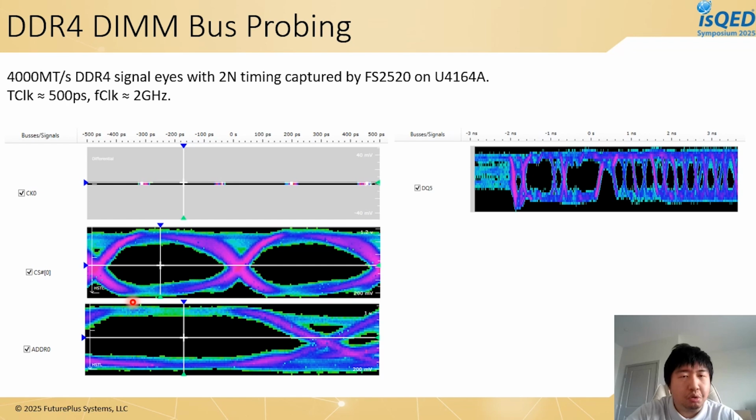This is running 2N timing mode because 4,000 again is quite fast for DDR4, but we just want to prove the FS2520 and the U4164A are capable of handling 4 gigabits of data rate. On the right here, the DQ bus, you can see it is running the full 4,000 mega transfers per second, but the eyes are fairly clear and look pretty good in my opinion.